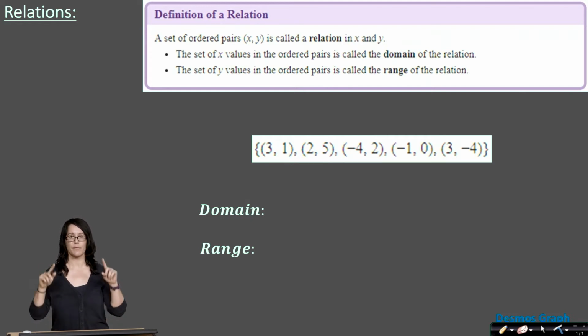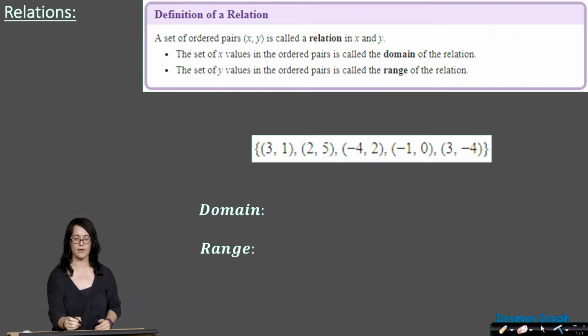So for example, if we use set notation, those braces, and we had some points inside of the set, like the points (3, 1), (2, 5), (-4, 2), (-1, 0), and (3, -4). You can click on the Desmos link in the corner of your notes, and you would see those points plotted. You could also plot them yourself. What we've noticed here is that we have what we call a relation, meaning the x's are getting mapped to the y's.